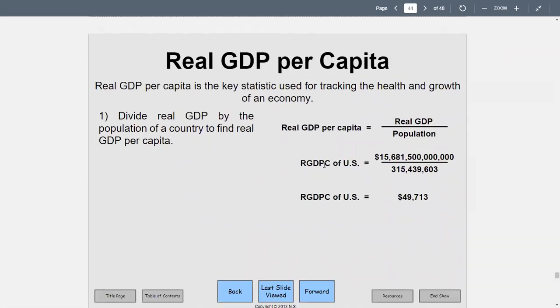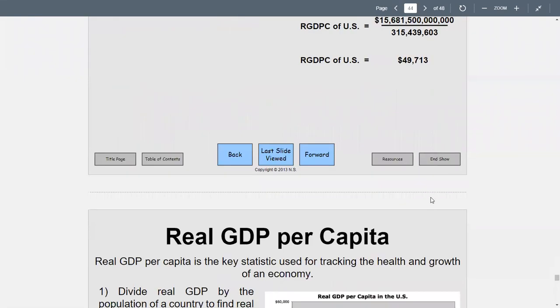So for example, the real GDP of the United States, that's 15 trillion, 681 billion, 500 million, divided by the 315,439,603 people of the United States. So the real GDP per capita of the United States is $49,713 per person.